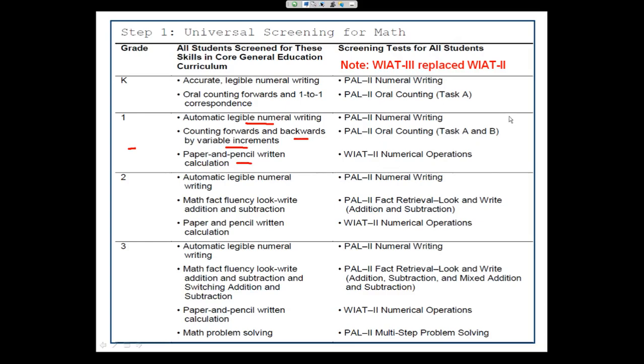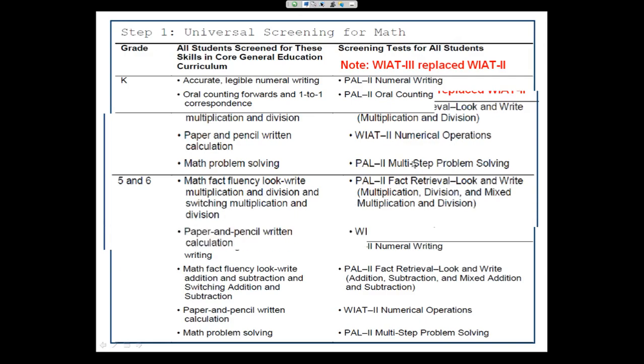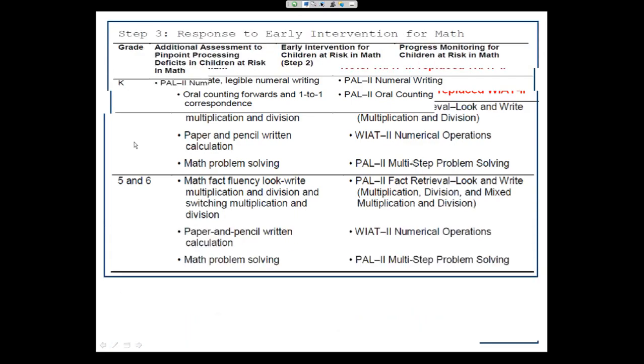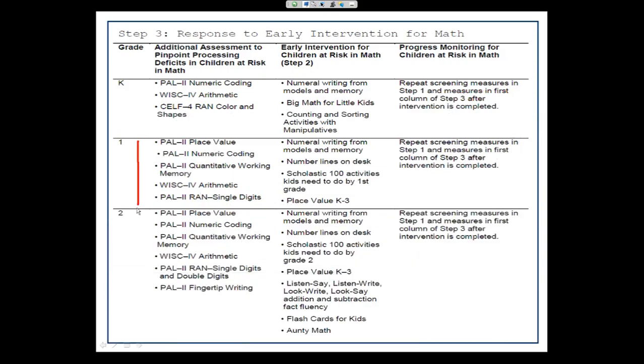Again, what are the subtests that you'll use to identify students who are not able to perform these skills? PAL2 numeral writing, oral counting, maybe numerical operations from the WIAT 3. And again, we've listed those up to grade 6. You've identified 3 or 4 students who are struggling. What additional assessments would you need to administer in order to pretty much describe why the individual student is not able to perform that specific skill?